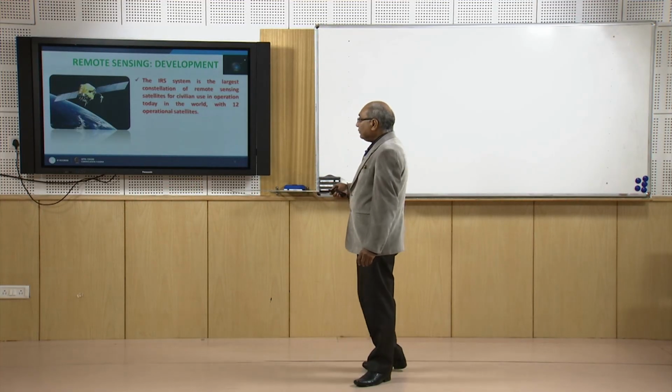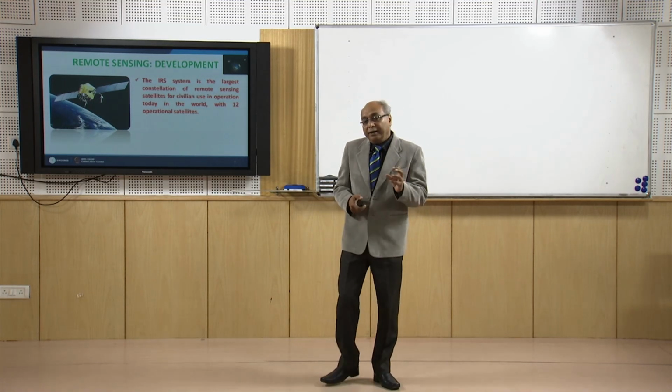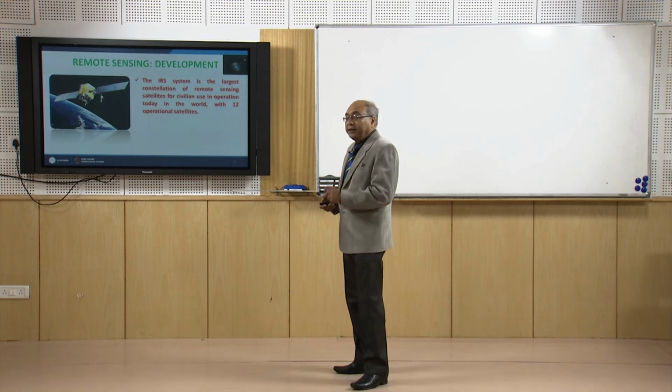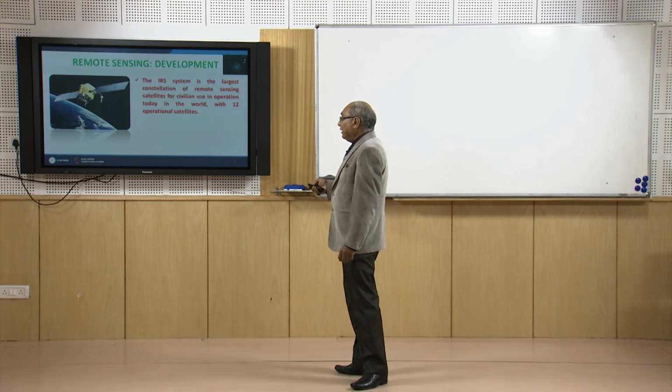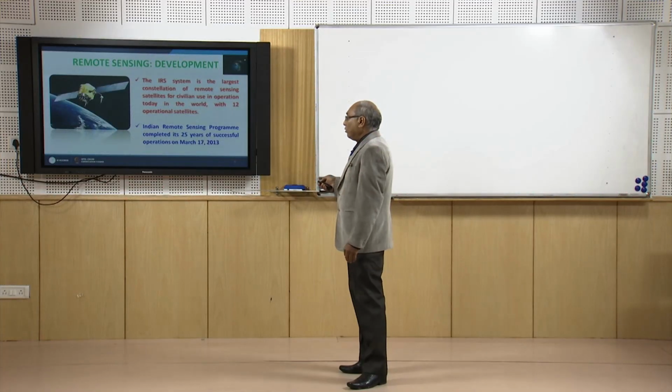Later, as in the case of world remote sensing the Landsat became the landmark development, in the case of Indian remote sensing the IRS series became the landmark. Basically it started in March 1988, when the IRS-1A satellite was launched. We will go through a list of Indian and foreign satellites, how in history we can put them in chronological order. The IRS system is the largest constellation of remote sensing satellites for civilian use in operation today in the world, with 12 operational satellites.